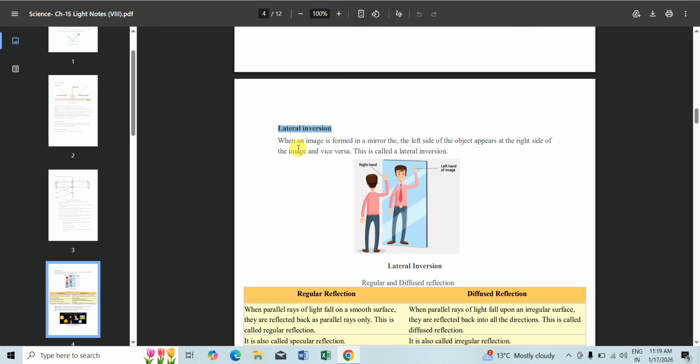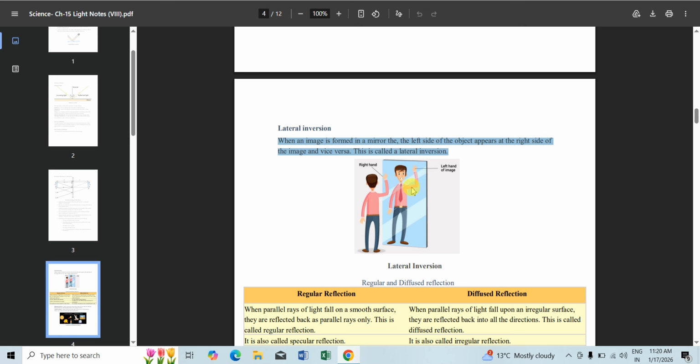So what is lateral inversion? When an image is formed in a mirror, the left side of the object appears at the right side of the image and vice versa. This is called lateral inversion. Let me tell you with an example. You can see the image. The person is raising his right hand, but in the image, the person is raising his left hand.